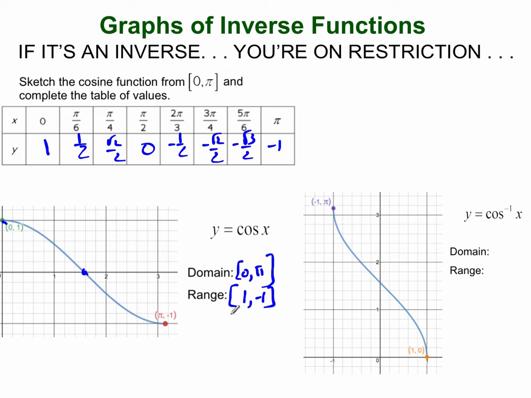Now, to graph the inverse cosine function, switch the x's and y's. So (0, 1) becomes (1, 0). (Pi, -1) becomes (-1, pi). And sketch your curve. The domain is from -1 to 1 for the inverse cosine of x, and the range is from 0 to pi.